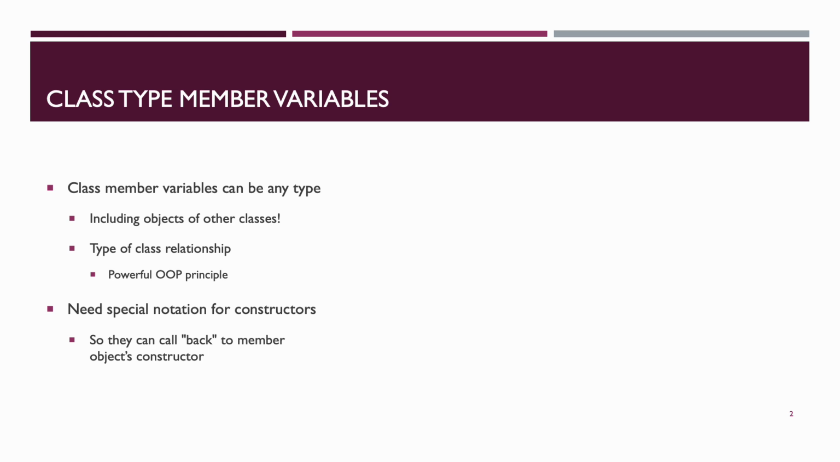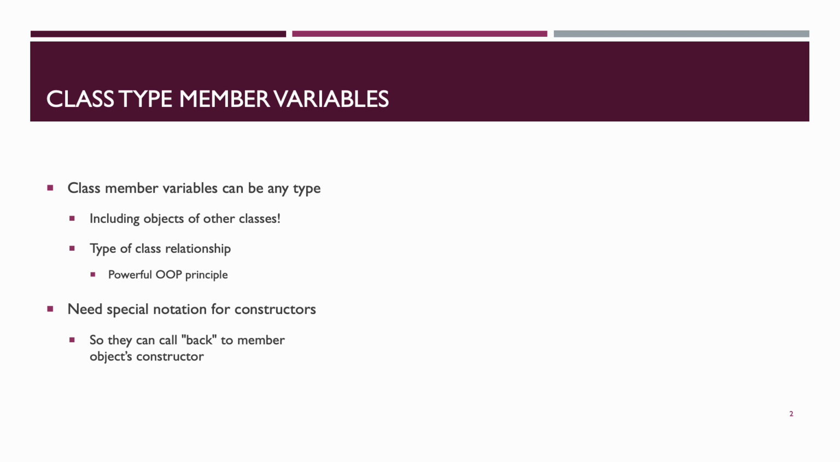So we need some special notation for constructors. Why special notation? When a class has member variables that are objects of other classes, you need to pay special attention to constructors. Constructors are responsible for initializing objects when they are created. So this applies not only to the class itself but also to any objects that it holds as members.